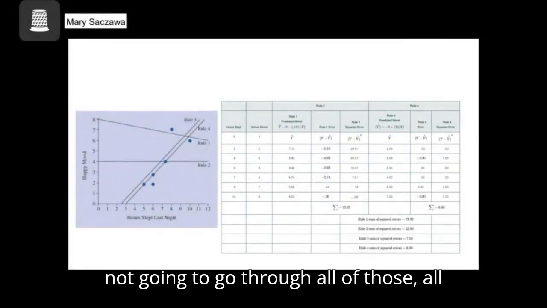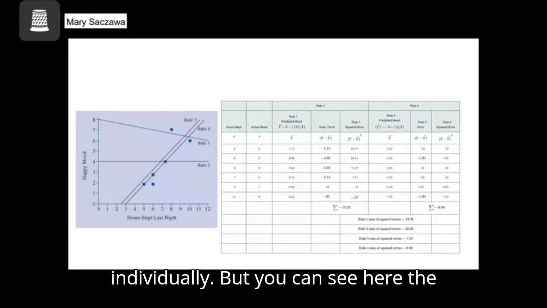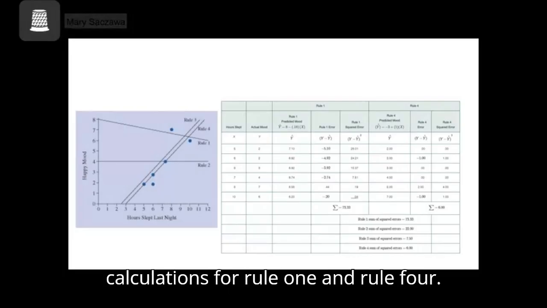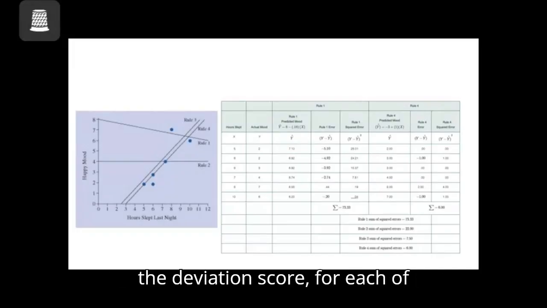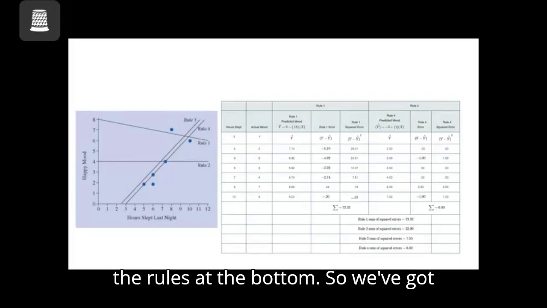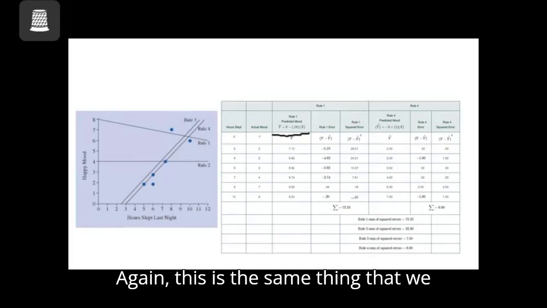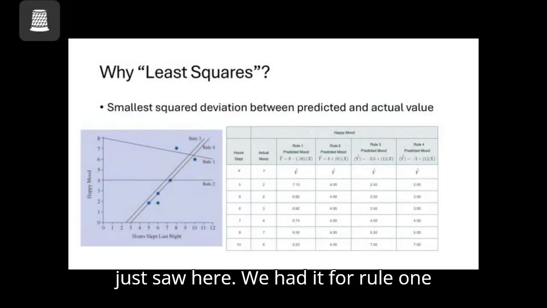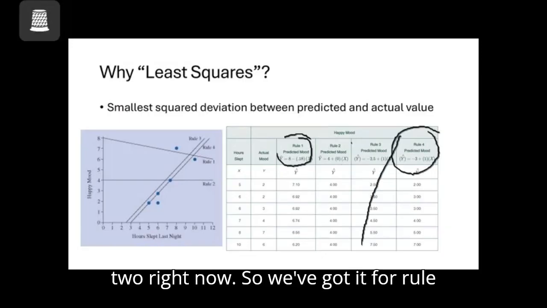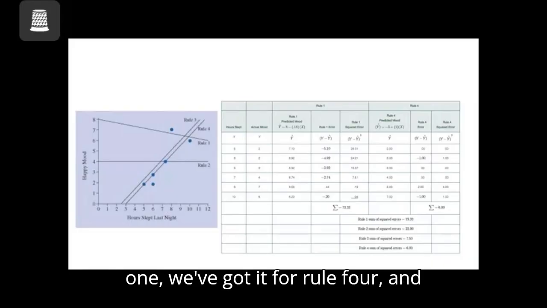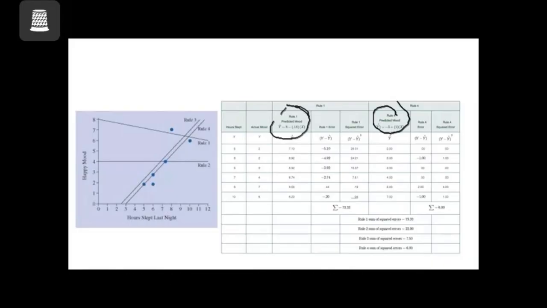I'm not going to go through all of the steps for each of them individually, but you can see here the calculations for Rule 1 and Rule 4, and then the sum of squared errors, or the deviation score, for each of the rules at the bottom. So we've got Rule 1. Here is our predicted value. Again, this is the same thing that we just saw here. We had it for Rule 1 and for Rule 4. We're not doing these two right now. So we've got it for Rule 1, we've got it for Rule 4, and we've got our deviation.